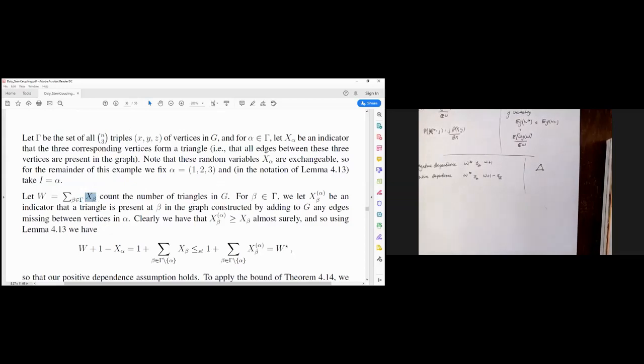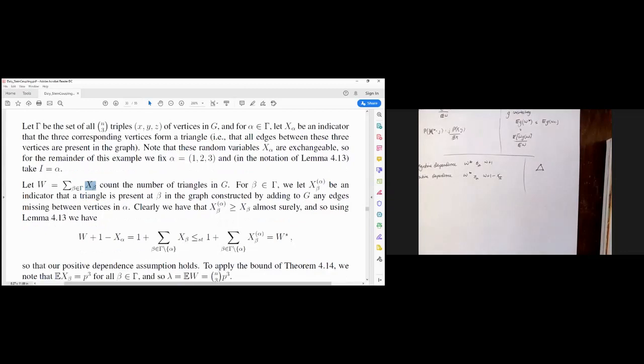Then I can construct my size bias version by just taking one of these 3-sets. Let's call it alpha. We'll just fix one of these. Again, everything here is exchangeable, so it doesn't matter which one I've chosen. They all look the same. The labeling is completely arbitrary. There's no fixed labeling of my vertices 1 up to n that matters. I can call them whatever I want, so I might as well call the one that I've chosen 1, 2, 3.